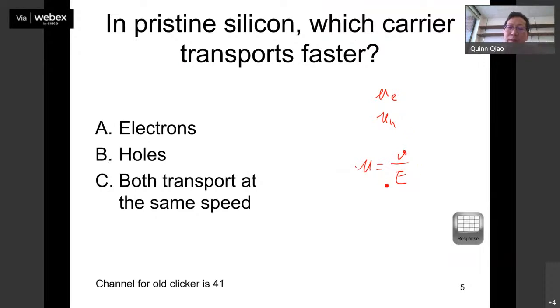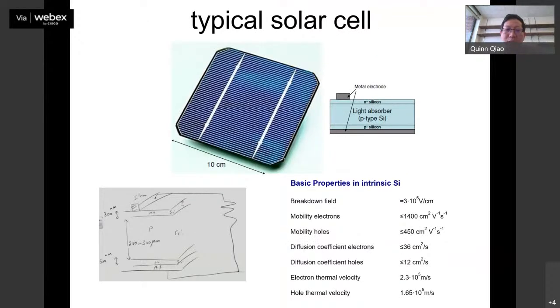And then now you have hole and electron. Hole is positive charge, electron negative charge, and you want to figure out which one is faster. So typically electron transport is much faster. That's why in solar cells, which we'll talk about later, you use p-type materials as the major layer to absorb the sunlight. Okay, so here, if you look at this, these are typical solar cells.